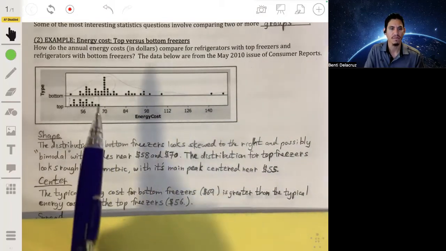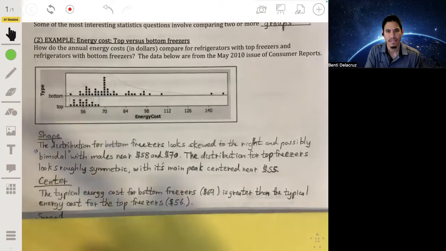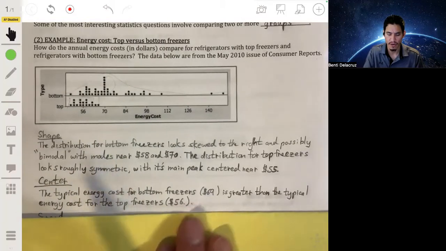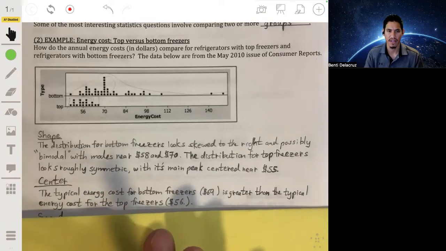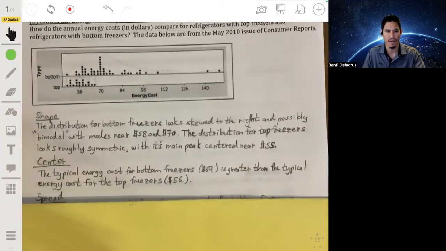And for the top freezers, about $56. But again, just an estimate for now. If you say you're 70 or 68 or 55, 59, 58, you're fine. It's not going to be a big deal. We just want to get the general idea down for now.